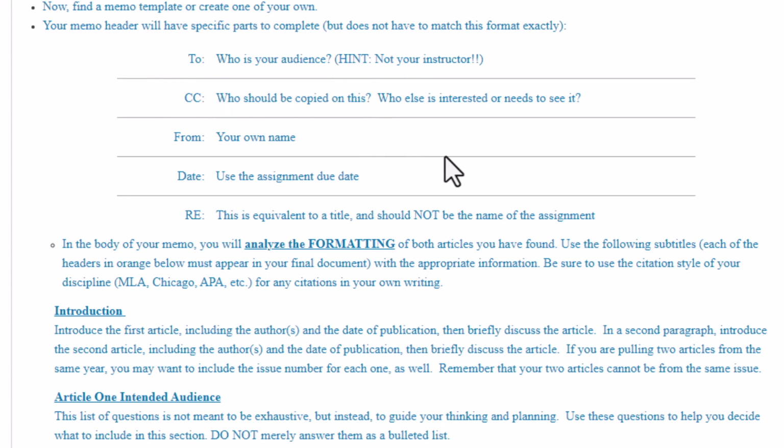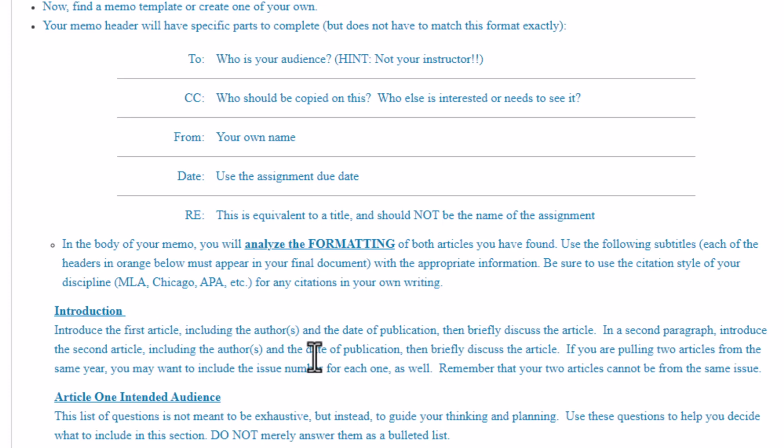So in the body of these memos, you're going to analyze the formatting of these articles, and you're going to use the subtitles as the section headers we have here in the assignment instructions. You'll begin with an introduction. This is where you introduce the article, give the names of the authors and the date of publication, and then very, very briefly discuss it.